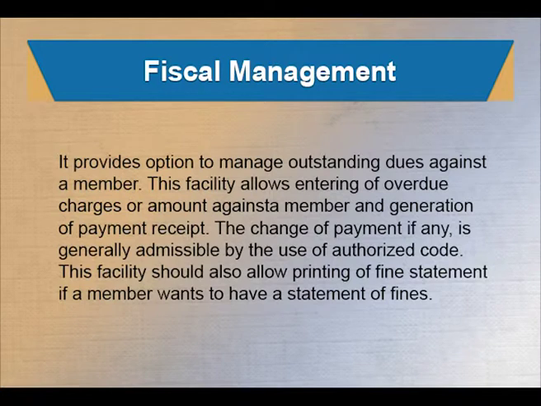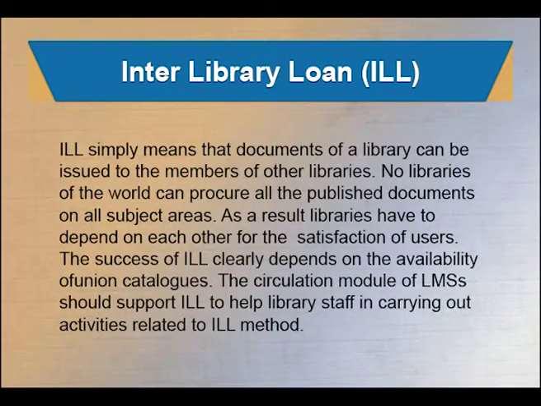Sometimes some automated library systems also link the fiscal management facility with the payment gateway. Now, the latest version of KOHA came with a facility through which a member can pay overdue fines through a PayPal account. So, that kind of facilities are already available with different library automation software. Interlibrary loan is another important issue in circulation.